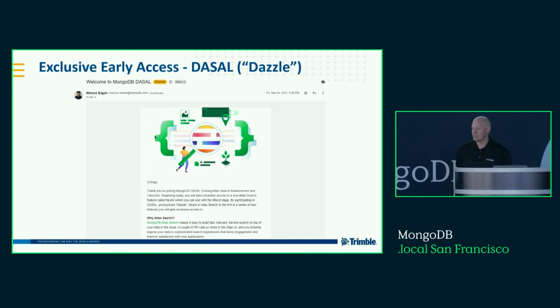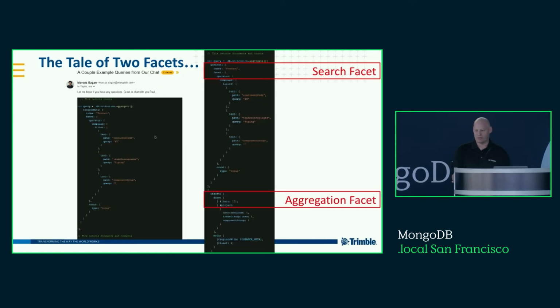Thankfully, we received this nice invitation to join the MongoDB DAZZLE program from Marcus Egan. The DAZZLE acronym stands for Driving Atlas Search Advancement and Lifecycle, which, while a very dazzling acronym, does seem a little contrived to me, but more importantly, it gave us early access to these new features. So we eagerly attempted to fix our performance issue. But to our surprise, initial trials with the early release version did not result in noticeable performance improvements.